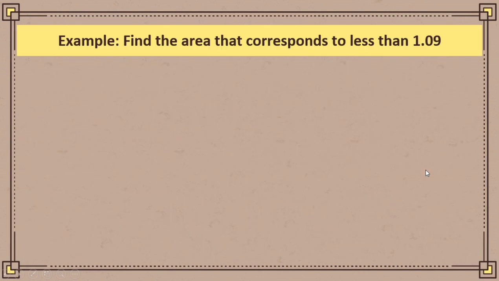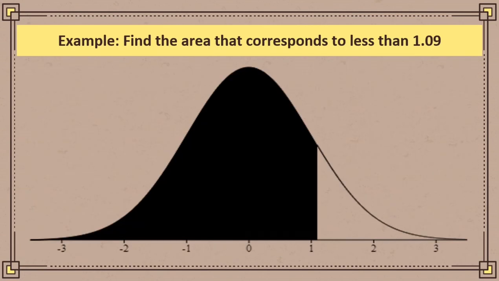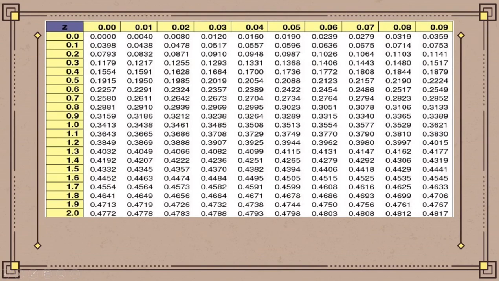So again, the first step we need to do is to construct the normal curve of our z value. After that, we need to shade the part of the normal area that is given to us. Since we have here the clue word less than, our shaded area is from here, 1.09, up to here. We will now find the corresponding area of z equals 1.09 using the z table.